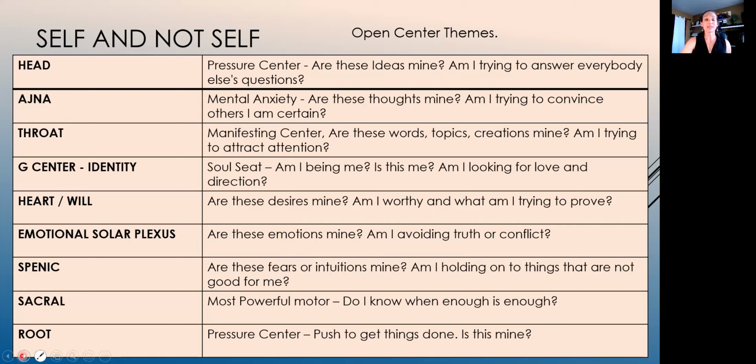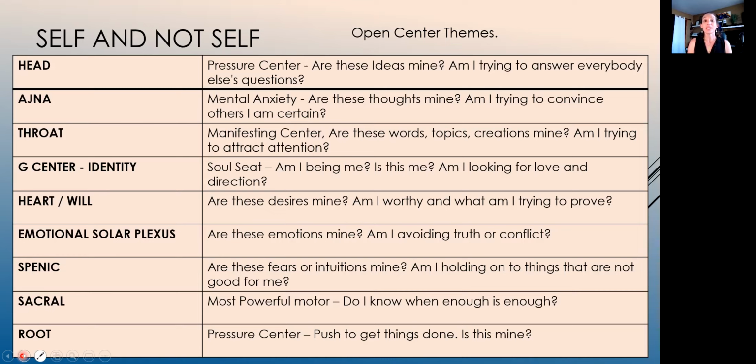So your gates and your open centers create what is the self and not self theme. This is where we really want to start catching shadow in our life. This is truly the experiment that we take with human design. And every single center has its own self or not self theme.